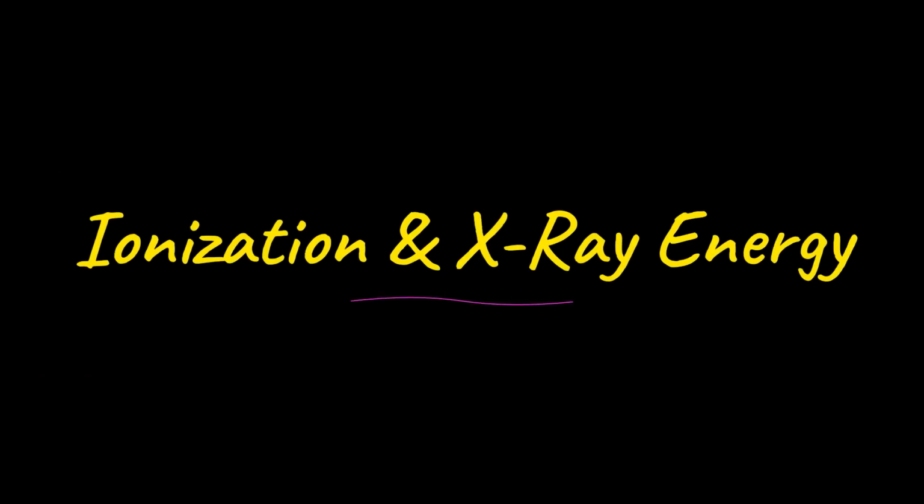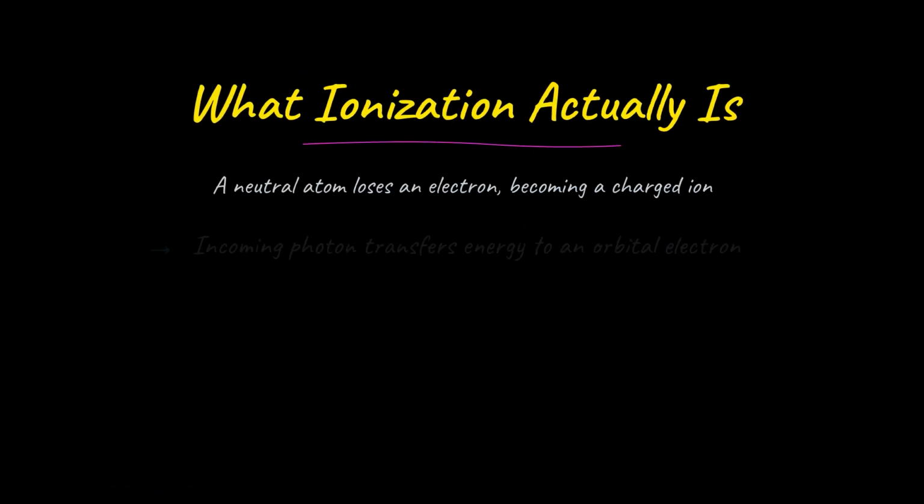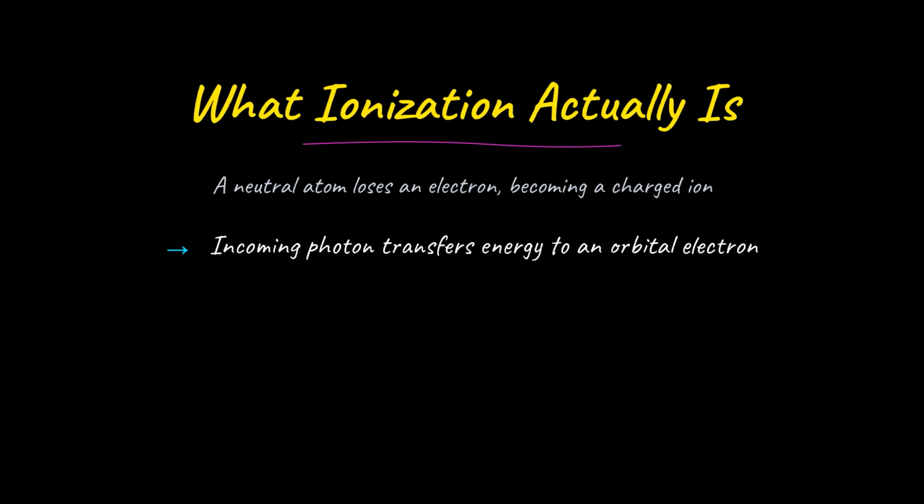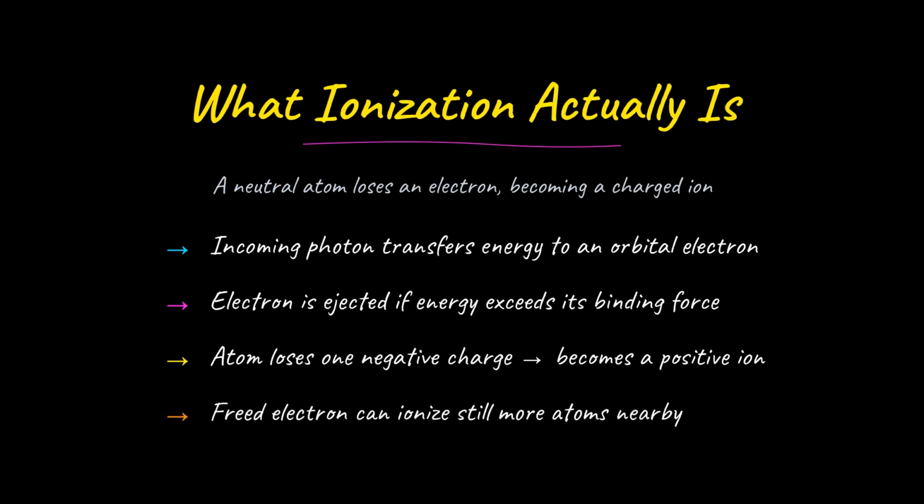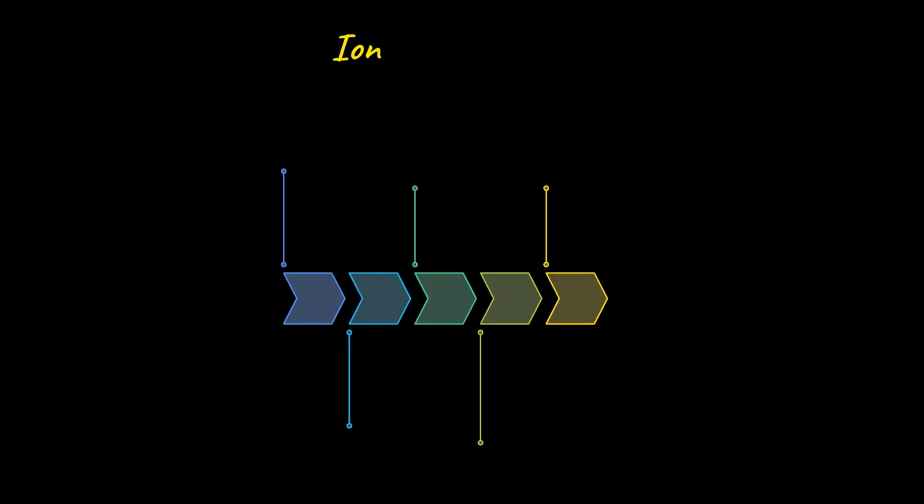When we talk about why X-rays are dangerous, it all comes down to one fundamental event, ionization. Understanding exactly what ionization is and what it is not explains how radiation causes biological harm. The process unfolds in a single chain reaction. An X-ray photon transfers its energy to an orbital electron, and if that energy exceeds the electron's binding force, the electron is ejected. The atom is now a positively charged ion, and the freed electron often carries enough energy to ionize neighboring atoms in turn.